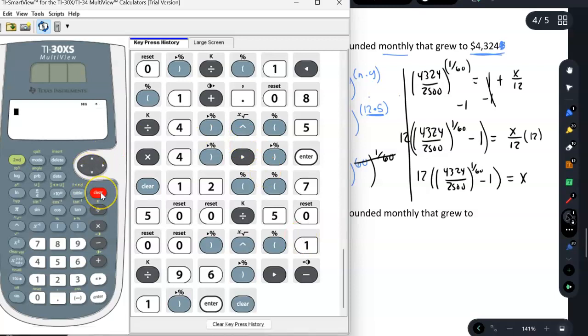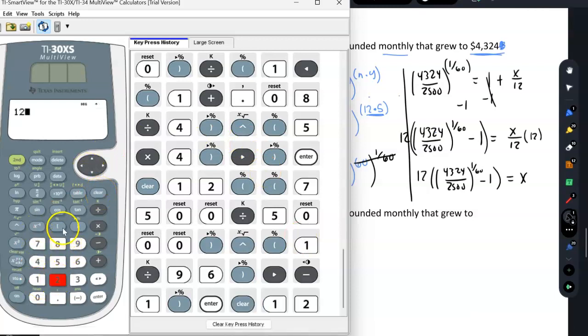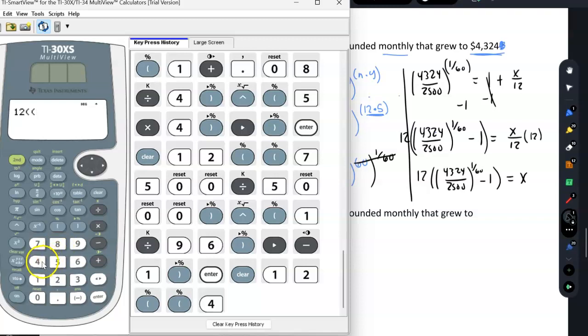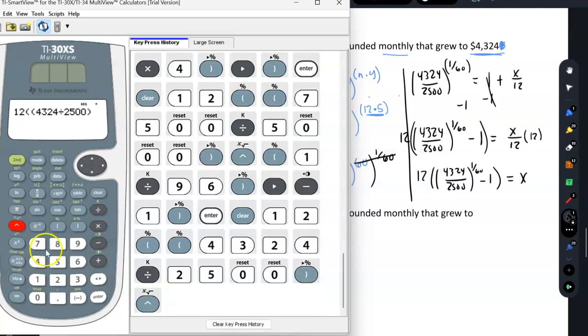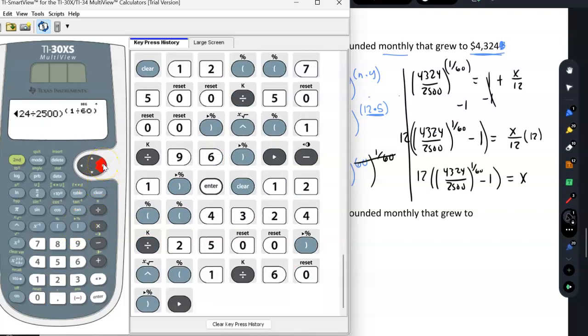Promise you I'm almost done. Don't have too many more of these. Stick with me. So 12 parentheses 4,324 divided by 2,500. I'm going to close my parentheses, raise that to the 1/60th. I don't need parentheses, but I'm going to add them just in case your calculator needs them. Just want to get in the habit. I need to drop back down to the ground, subtract 1, and close your parentheses. So you may see my mouse keep wanting to go to that negative. Make sure that you're not going to the -1 when you're trying to subtract 1. The calculator won't pick it up.